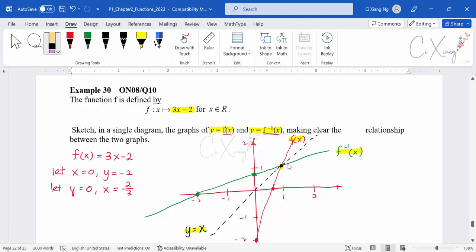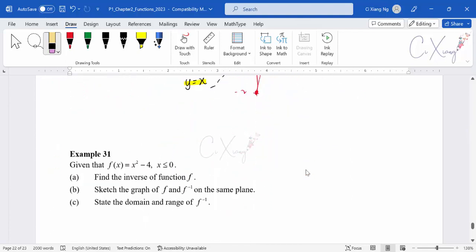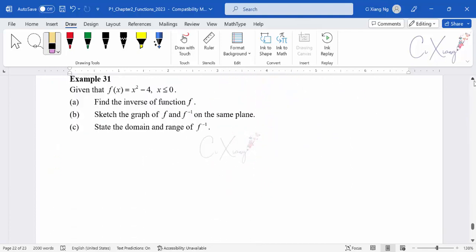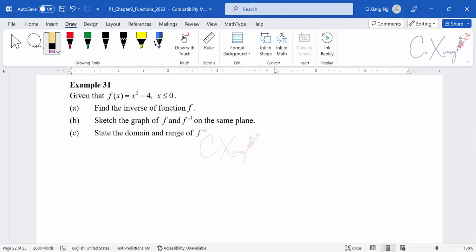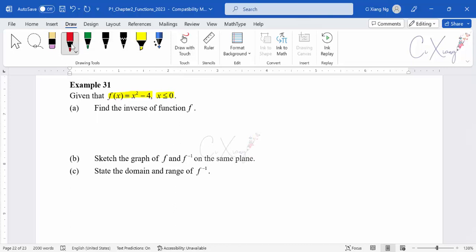Okay, so let's have a look at a harder question, which is example 31. How about if they try to involve the graph with a quadratic expression? So let's look at this example. I have f(x) = x squared minus 4, where x is smaller than or equal to 0. First, they want us to get the inverse function of f.